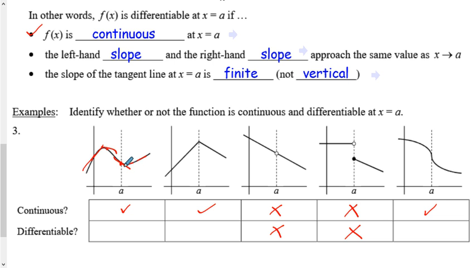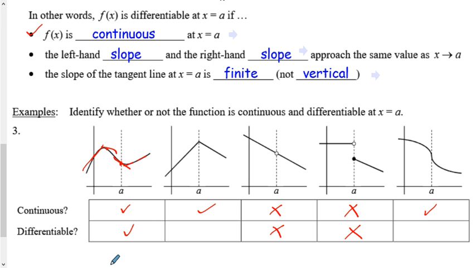So we say it meets this second condition. The slope to the left of this point and the slope to the right of that point, both slopes are approaching this same tangent line. So it meets this second bullet condition. And at this point, our slope is a finite number. Looks like a negative 1-ish, in that neighborhood, but it's not infinite. So I don't have a vertical tangent line. So we'd say this is differentiable at x equals a.